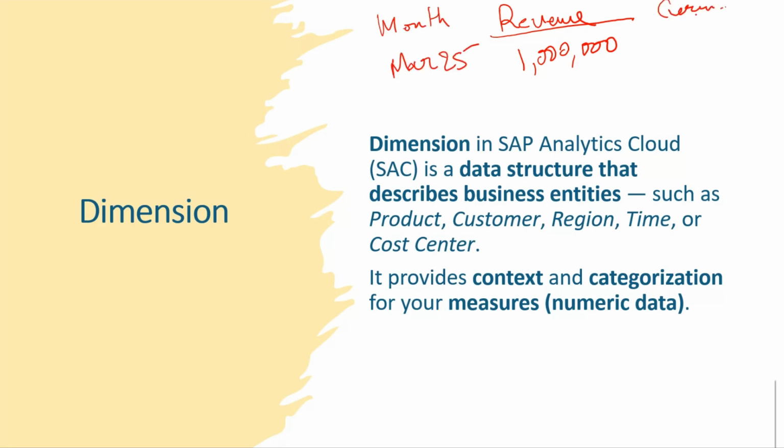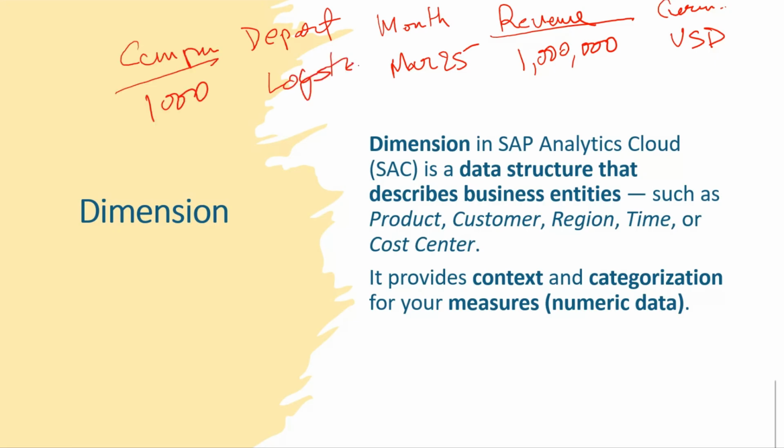Currency, what is the currency of this revenue? For example, it is USD. What is the department that has generated this revenue? So let's suppose it is, we can say a logistic department. Okay. What is the company code? Let's suppose company code is 1000. Any name we can give to this company code. That means this set of dimensions, whether it is company, department, month, currency, or anything else, this gives the context to my measure, which is revenue. So that is where we use the dimension.